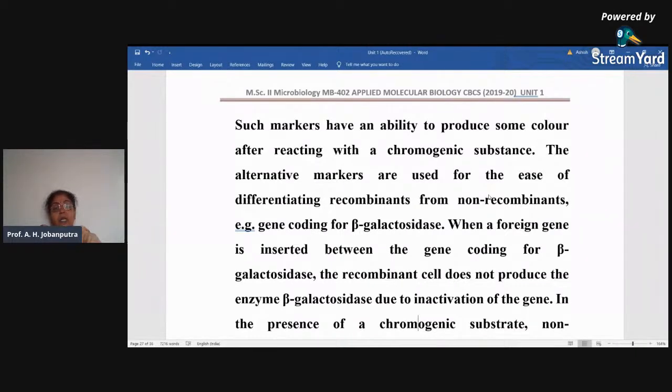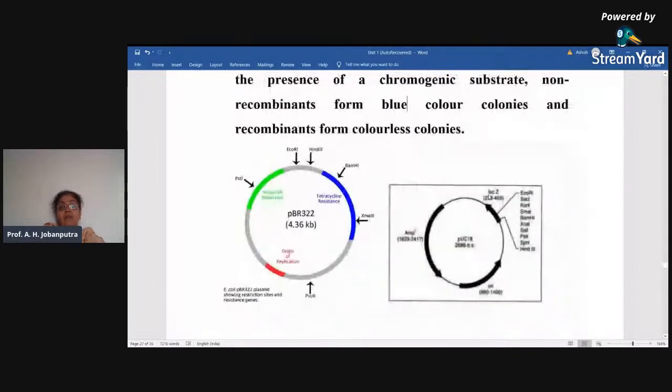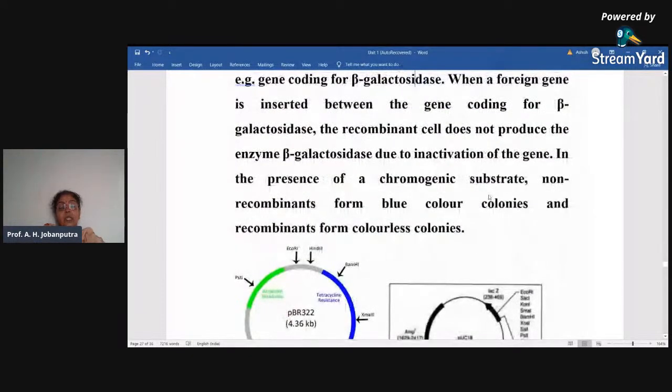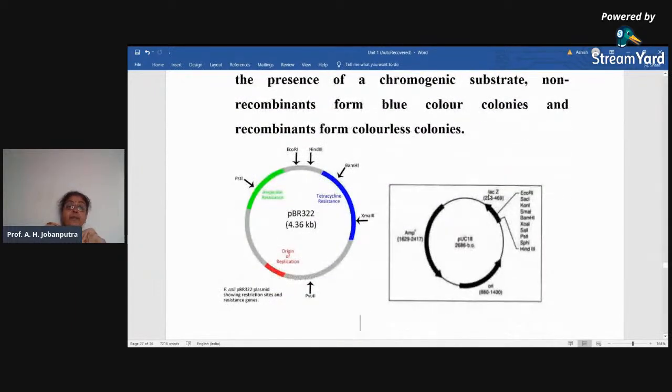Usually it codes for the lacZ gene, it codes for the enzyme beta galactosidase. So when a foreign gene is inserted in the gene for beta galactosidase, then the beta galactosidase gene will be inactivated. And when you use the chromogenic substrate X-gal, it cannot break it down, cannot produce blue colonies, and you get colorless colonies. Colorless colonies is an indication that your gene of interest is present in the vector.